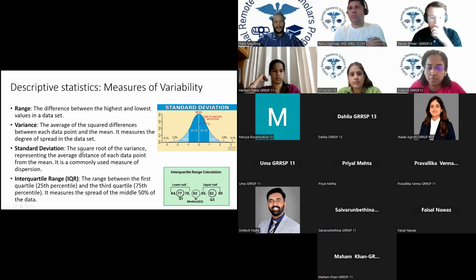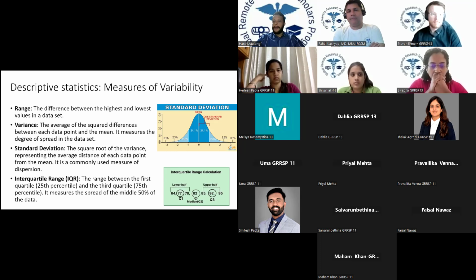The standard deviation is the square root of the variance, representing the average distance of each data point from the mean. If we go to this graphic, this is the mean in the center of the data. That's why it is a measure of central tendency, and this is the standard deviation. This is basically the range of plausible values that your mean can fluctuate within.